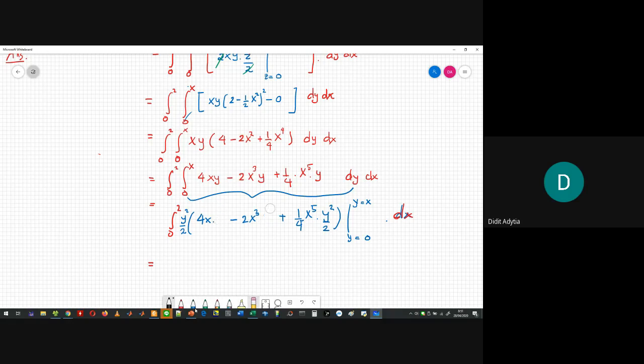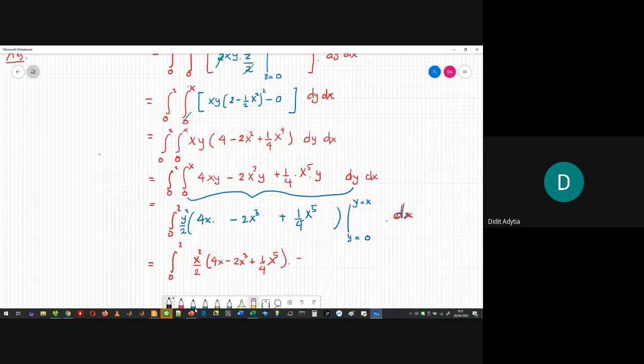Ini saya hapus. And then I erase it. I just put it in here. Okay, exactly the same. This is over 2. And then jadinya apa? X square over 2. This is 4x minus 2x to the power of 3, 1/4 x to the power of 5. And then minus 0. Minus 0-nya tidak saya tulis, okay? And then the rest is, this is the x, okay?